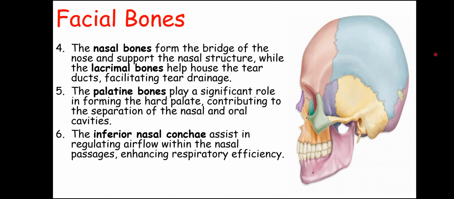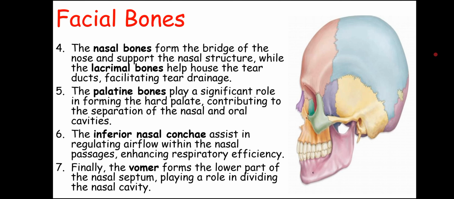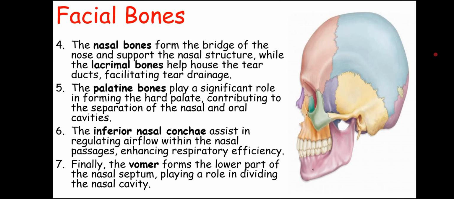Next we have inferior nasal conchae that assists in regulating airflow within the nasal passages, thus enhancing respiratory efficiency. Next we have vomer that forms the lower part of nasal septum and plays a role in dividing the nasal cavity. And this was all about the facial bones.